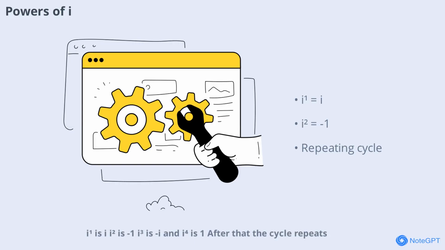i¹ is i, i² is -1, i³ is -i, and i⁴ is 1. After that, the cycle repeats. This property is useful for simplifying expressions involving powers of i, making calculations much easier.